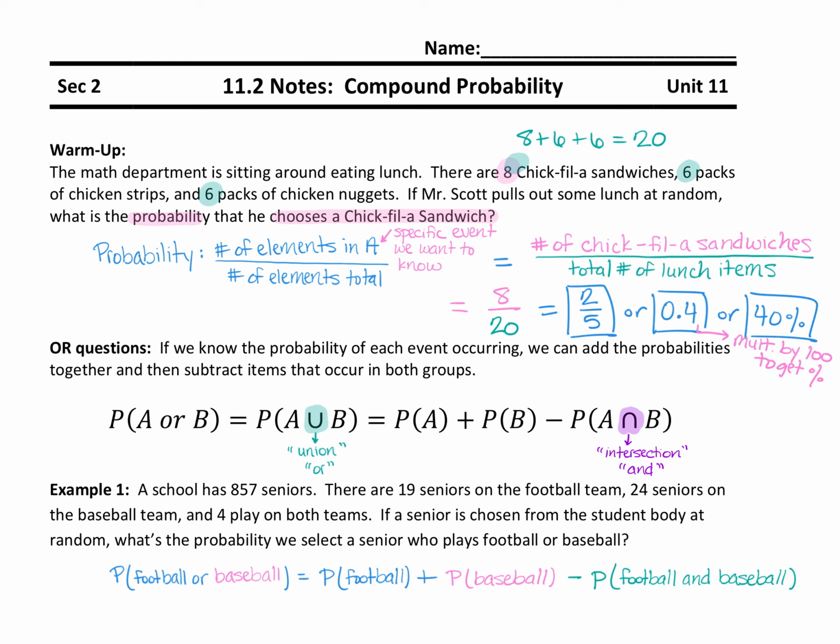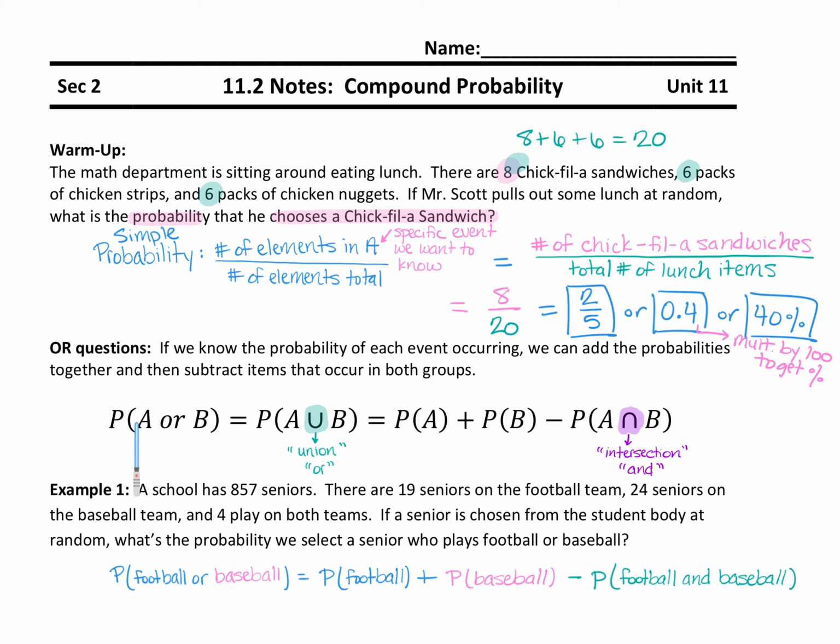Now let's talk about compound probability. So this one was simple probability because it's just one thing, one event. But now we're talking about multiple things happening. So that's compound probability. And this is referring to the or questions. If we know the probability of each event occurring, we can add the probabilities together and then subtract items that occur in both groups. That's what this formula means.